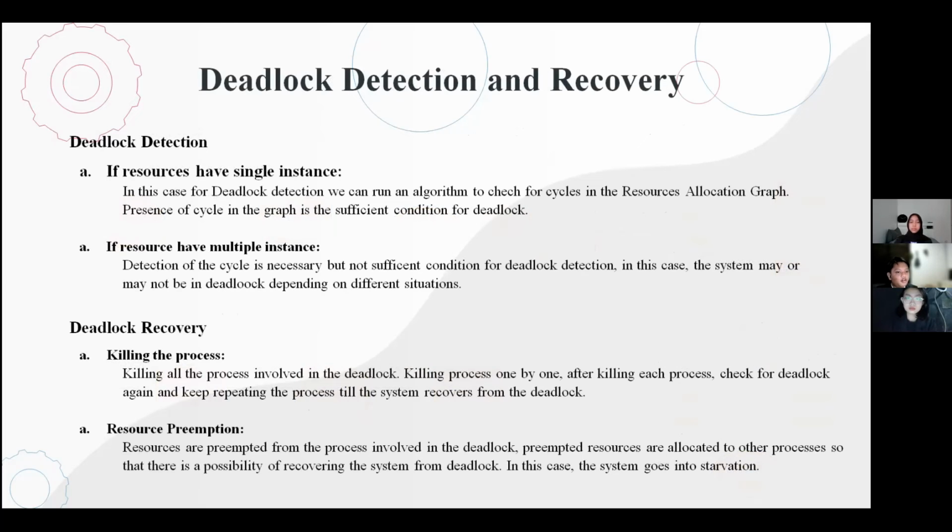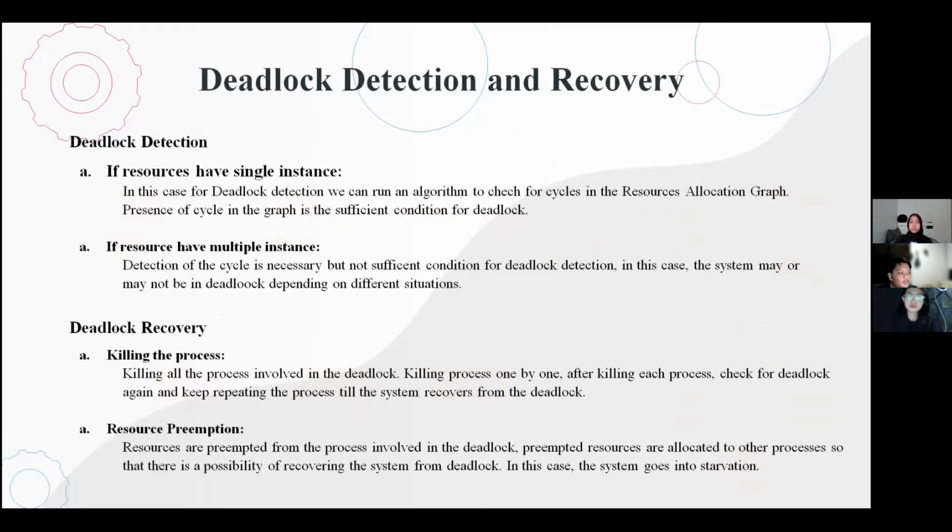Deadlock detection and recovery. Deadlock detection. A. If the resource has a single instance. In this case, for deadlock detection, we can run an algorithm to check for cycles in the resource allocation graph. Presence of a cycle in the graph is the sufficient condition for deadlock.